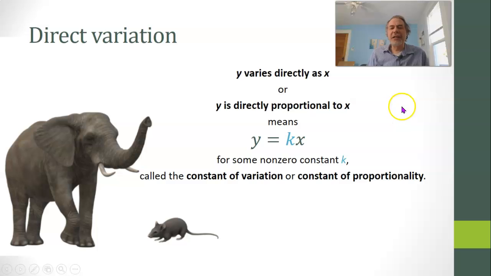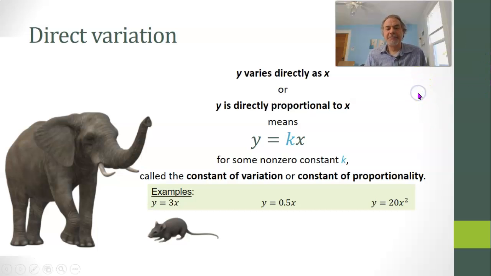But mathematically, we can express that as an equation that looks like y equals k times x. So if y is proportional to x, y is equal to some particular number times x. And that particular number is what's called the constant of variation or constant of proportionality. It could be 3, could be 10, could be 1/2.